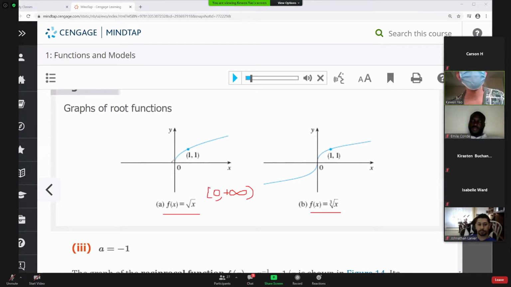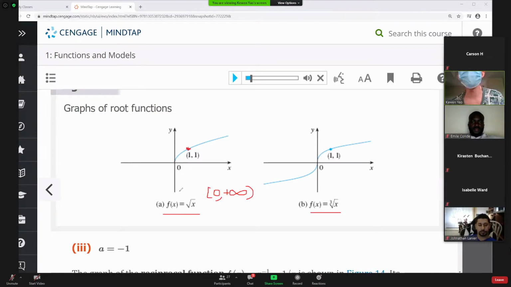So this is the picture. You cannot have a negative side, right? You can have only a positive side. This is the picture for the square root function. If x equals 1, the square root of 1 will be 1, right? So this curve passes through (1, 1). See, (1, 1) is the point, right?